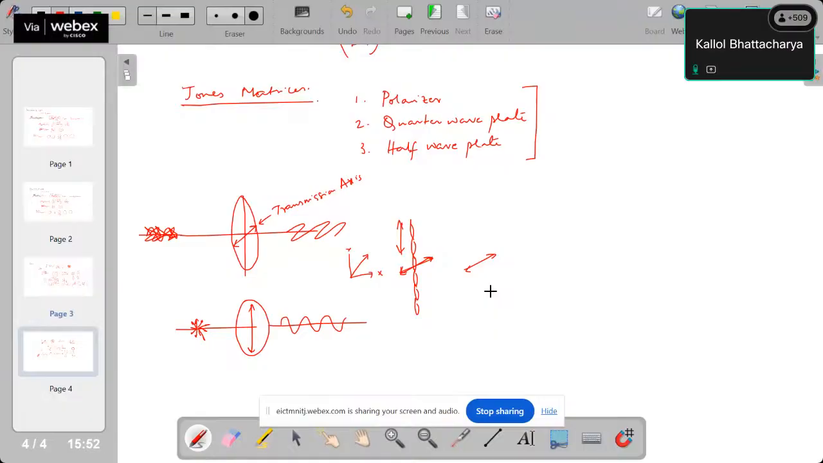Let us also briefly talk about, we'll discuss this a little later, wave plates, quarter wave plates, half wave plates. In general, these are called retarders.